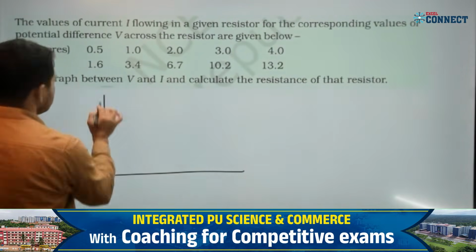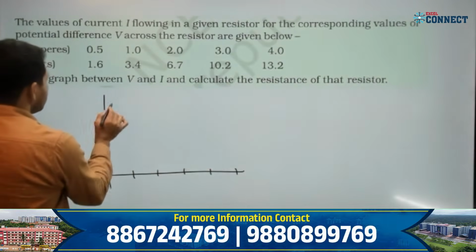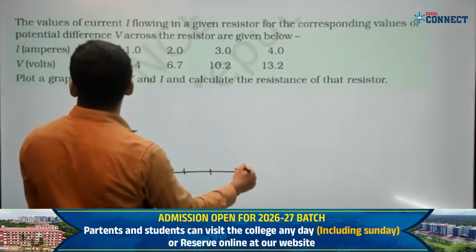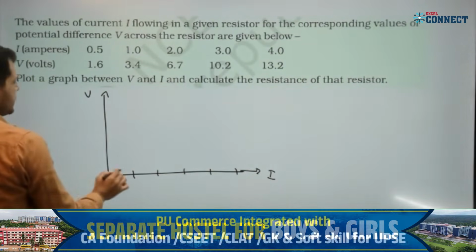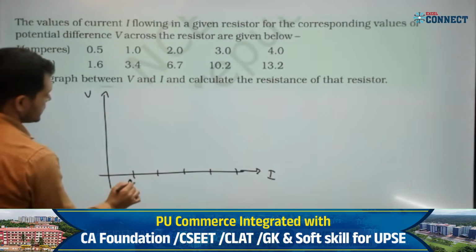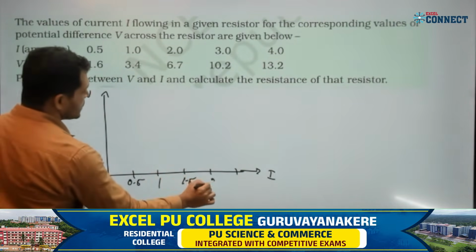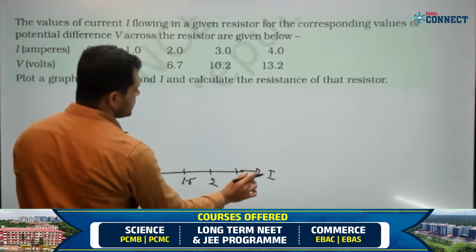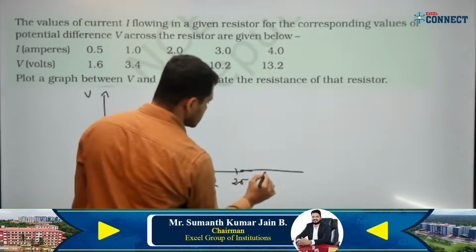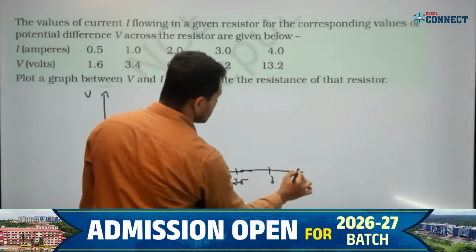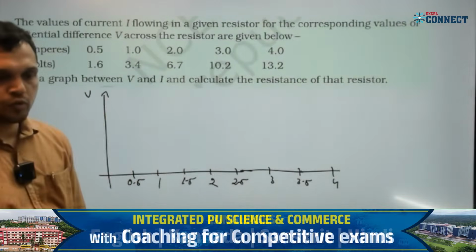Now, I will tell you how to plot this graph. If I take a V versus I graph, I will take current I here on the x-axis and voltage on the y-axis. For the scale of current, write 0.5, 1, then 1.5, 2, 2.5, then 3, next 3.5, next 4, correct? This is the kind of graph we have to plot.